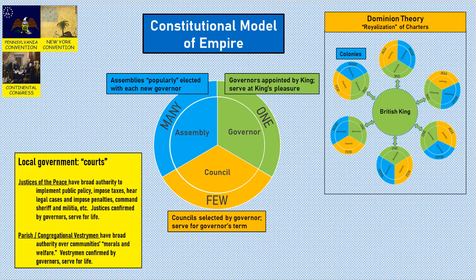Who gets to vote is highly variable from one colony to the other. In some colonies, you have to be very, very rich to have the right to vote. In other colonies, the lowest standard is generally that you have to own your own land outright. We'll talk more about that when we get to voting rights, when we look at the New York and Pennsylvania constitutions. So the key thing there is that, yes, the assembly is elected, but it's not on any regular schedule.